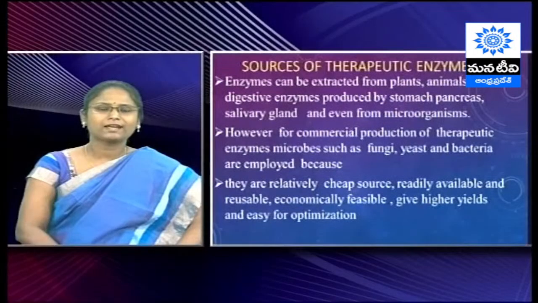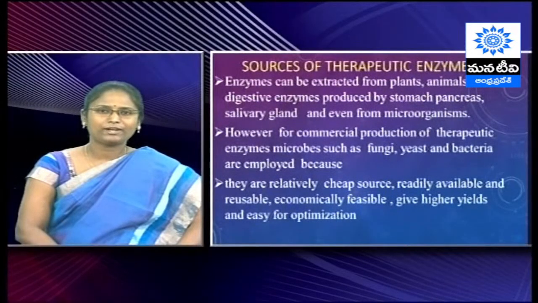Now, what are the sources of therapeutic enzymes? Therapeutic enzymes can be extracted from plants, and they can be extracted from animals. In humans, they are synthesized within the digestive system, in the stomach, in the pancreas, in the salivary glands.